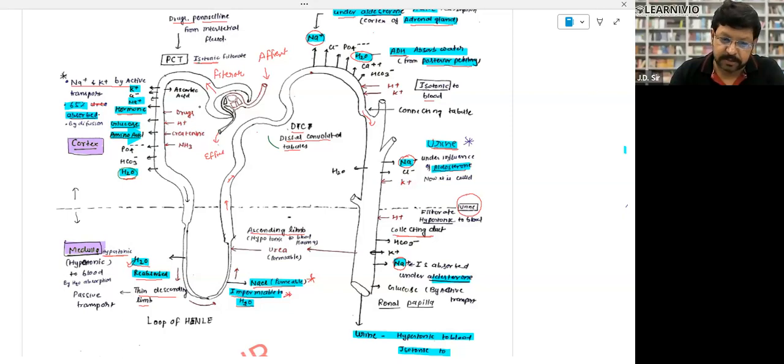Then this is the collecting duct. Again, sodium is absorbed, and then the urine is collected. So this was the complete filtration.